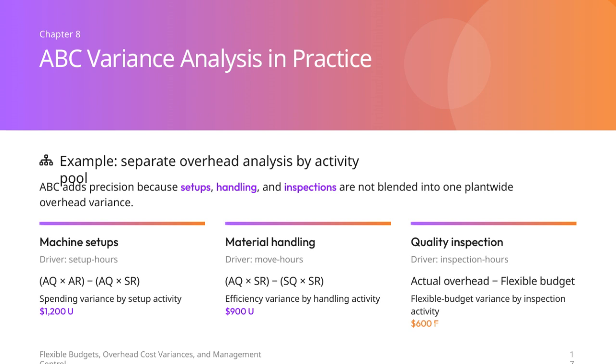Finally, quality inspections use inspection hours as the driver. The flexible budget variance is the difference between actual overhead and the flexible budget, and in this case, it's $600 favorable, showing cost control in inspection activities. Overall, each activity has its own driver, rate, and variance, which helps managers pinpoint exactly where variances occur and take targeted actions. This approach enhances management control by linking overhead costs closely to the actual activities that cause them.